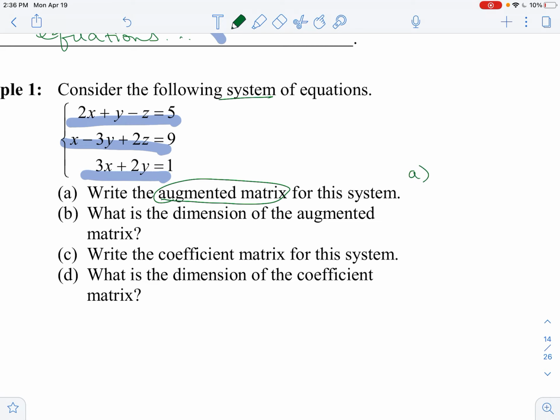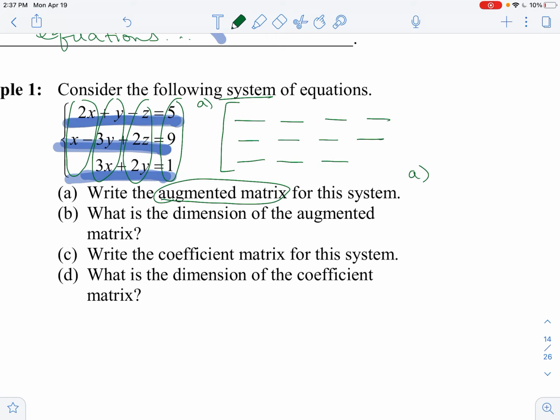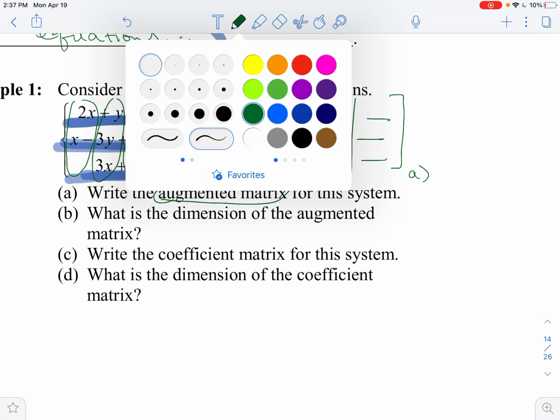So here, for part A, I would write this first of all as a matrix. Because I know there's x's, y's, z's, and then finally the constants, I know I'm going to have 4 columns and 3 rows. And because this is an augmented matrix, we put this straight line down to separate the coefficients on the left side from the constants on the right. And now we're going to fill this in.